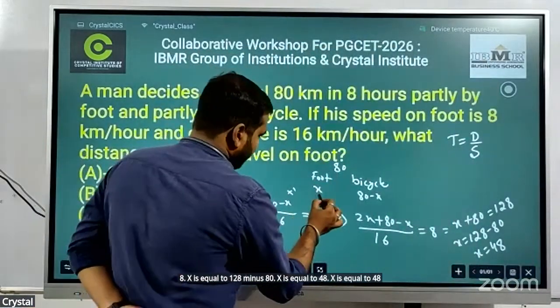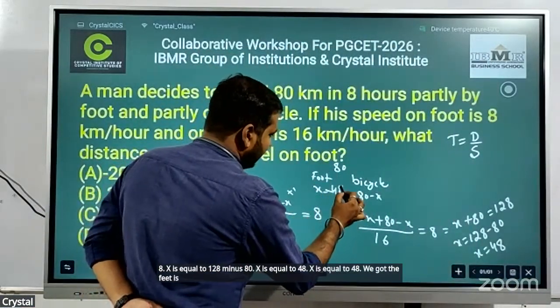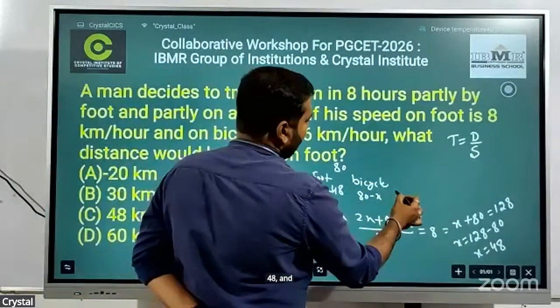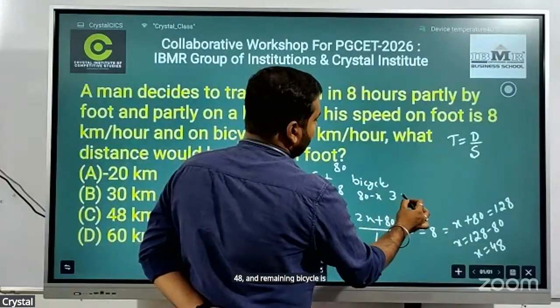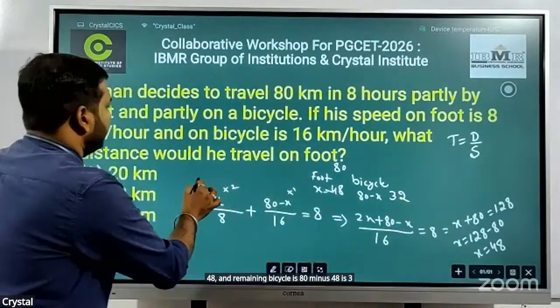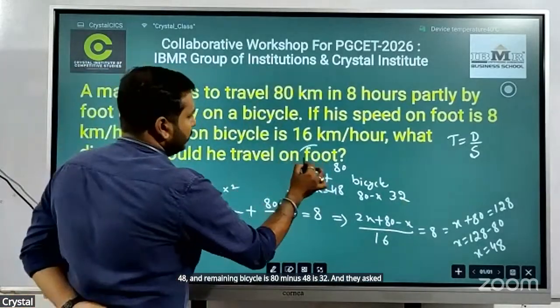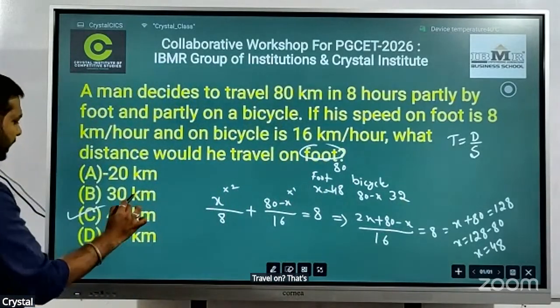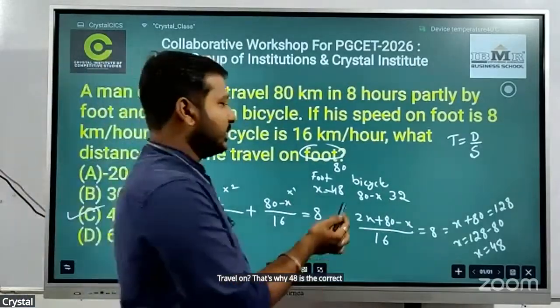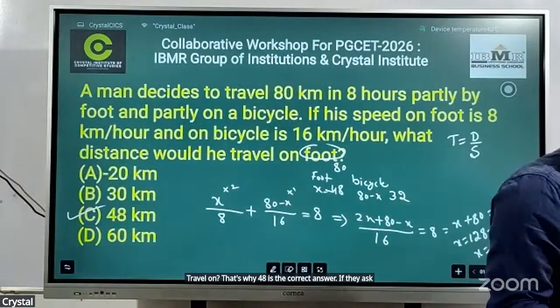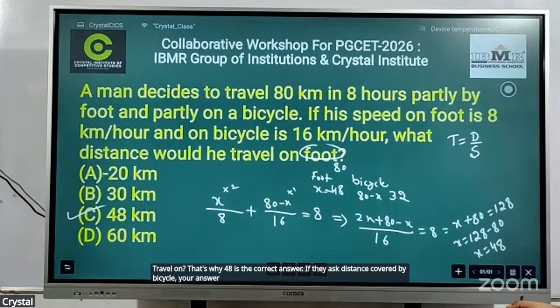We got the distance on foot as 48 and the remaining by bicycle is 80 minus 48, which is 32. And they asked the distance traveled on foot. That's why 48 is the correct answer. If they ask the distance covered by bicycle, your answer is 32 kilometers. Okay.